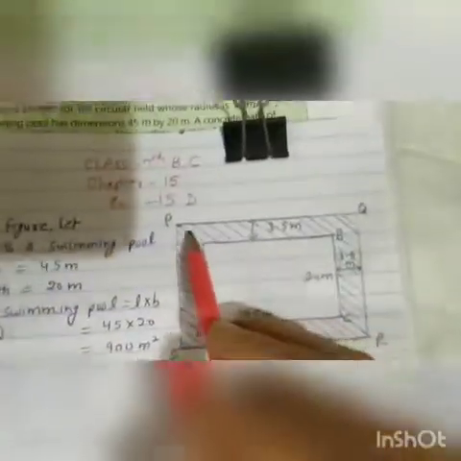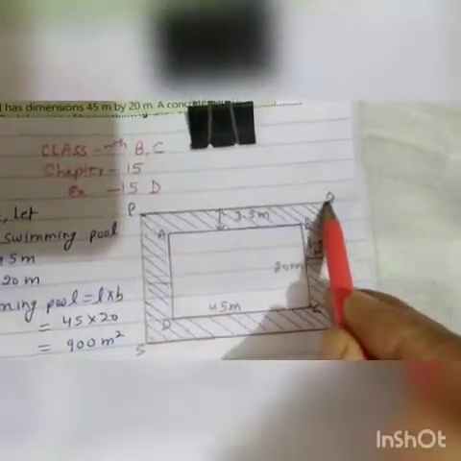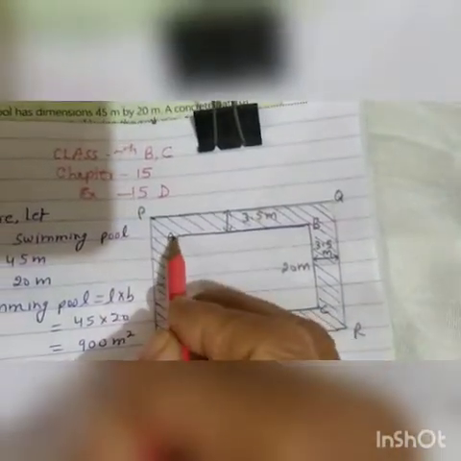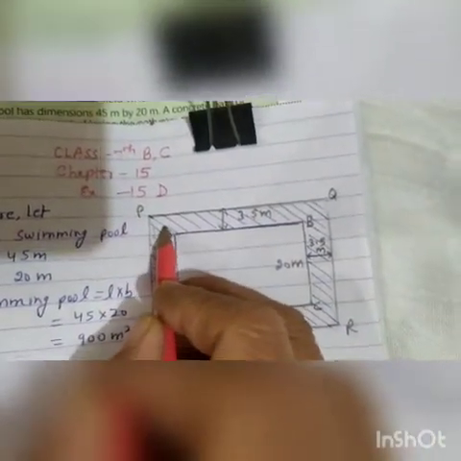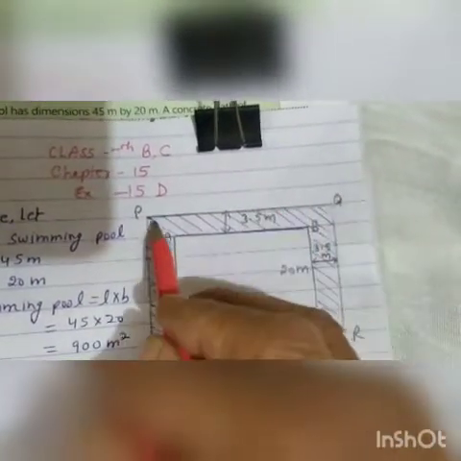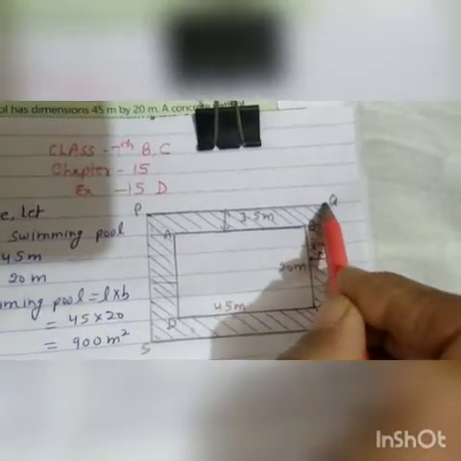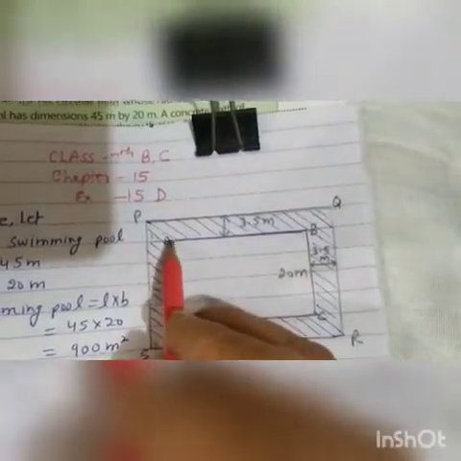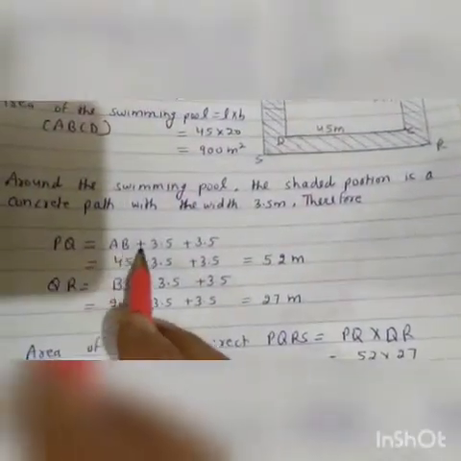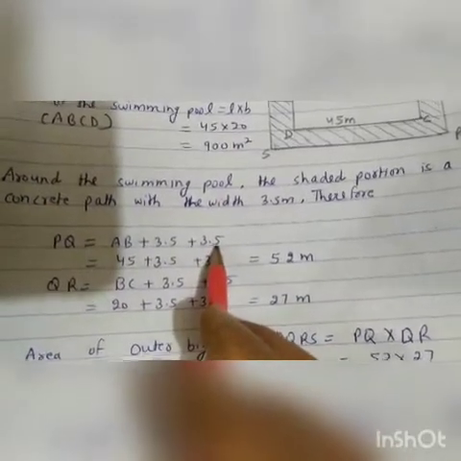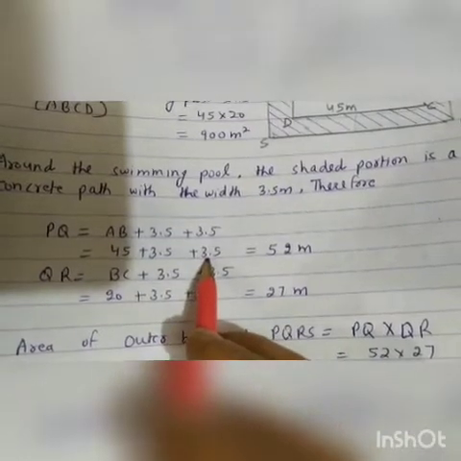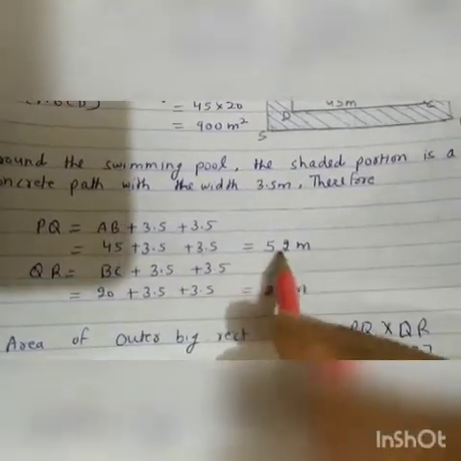Therefore, PQ. What will be the length of this PQ? See students, this AB is 45 meter. Then this side 3.5 meter, width of path, this side 3.5 meter. So this PQ will be this 45 plus this 3.5 plus this 3.5. So PQ is equal to AB plus 3.5 plus 3.5, AB is 45 plus 3.5 plus 3.5. 3.5 and 3.5 is 7. 45 plus 7, 52 meter.